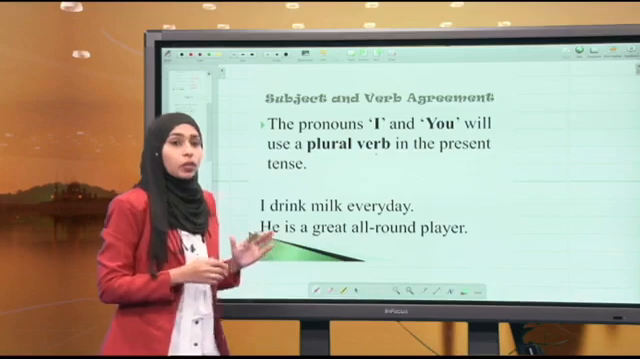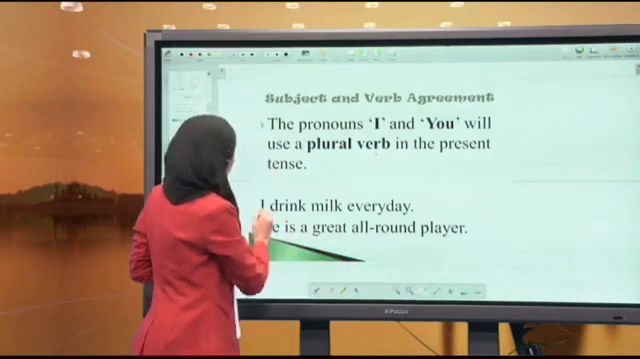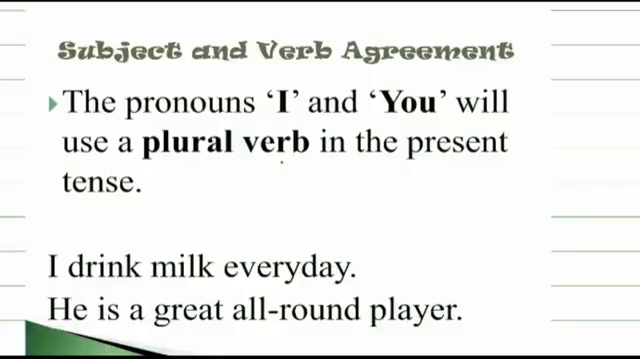Let's see how we can use that in a sentence. So we have, I drink the milk every day. Your subject here, I, is one person, just me or just you, right? Drink the milk every day. Drink is followed by a plural verb. Notice this verb does not end with an S. Okay? So when we're using the pronouns I or you, this is an exception to the rule. We will use a plural verb, as in the case, I drink milk every day.